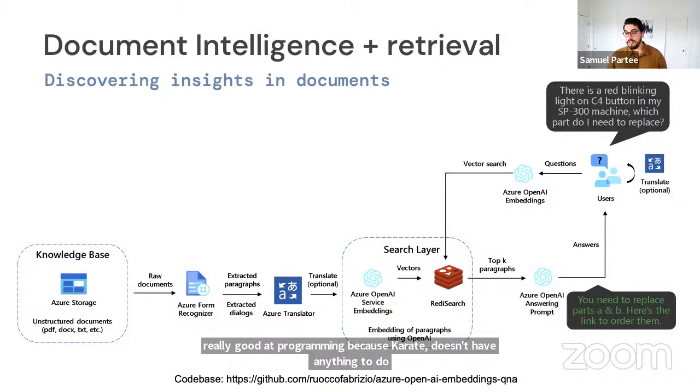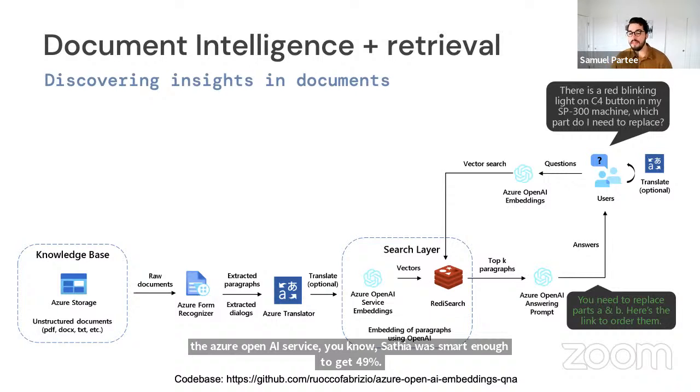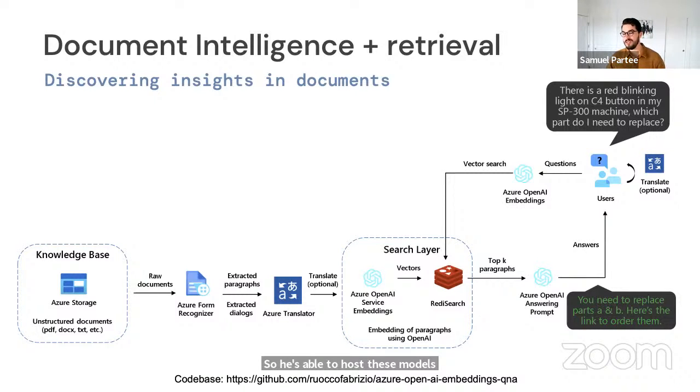So in this case, you could take your knowledge base, which are essentially PDFs, documents, texts, what have you. And instead of using something like Llama Index, we're going to be using all of these Azure capabilities. You can see Form Recognizer, Translator, and then the Azure OpenAI service. Satya was smart enough to get 49%, so he's able to host these models in Azure. And then, Redis is actually a first-class platform on Azure as well.